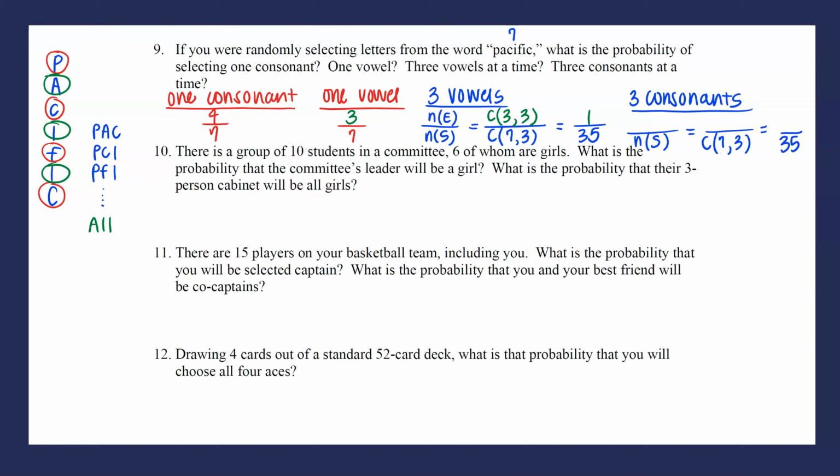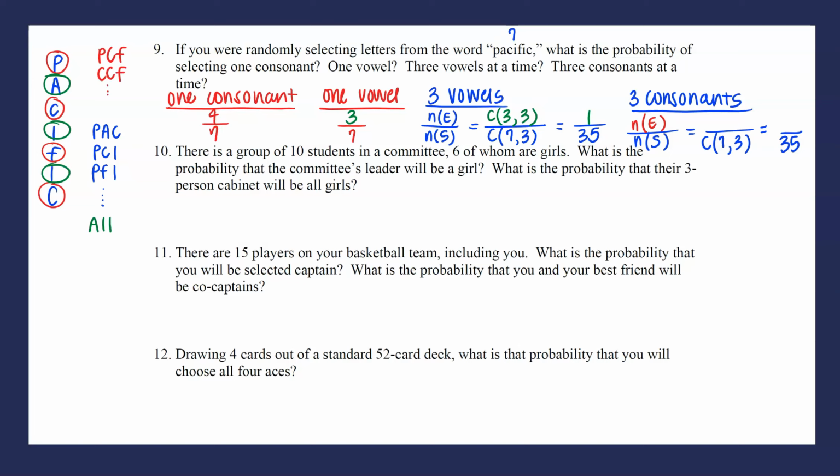My numerator, however, is of course going to be slightly different. My numerator would be the number of ways the event can occur, and my event this time is that I select 3 consonants. You could write them out to figure it out. You can choose PCF, you can choose CCF, etc.